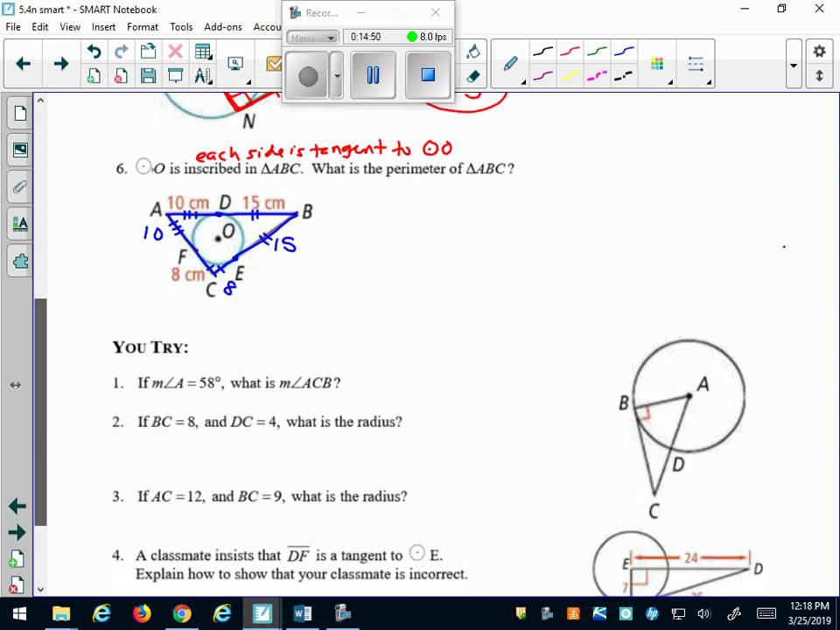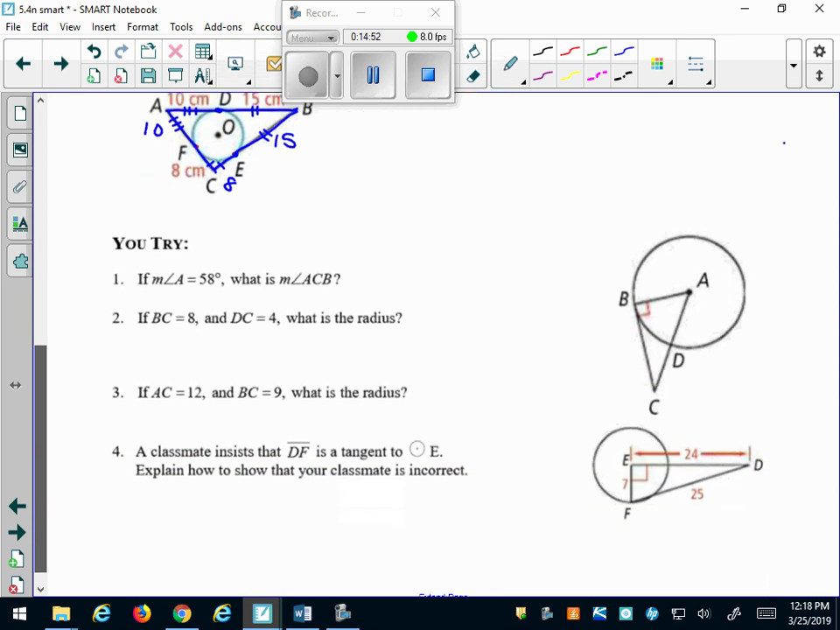Okay, so I'm going to have you try these 4, and then we'll check answers. And then when you're done with those, you can go on to the back. So these problems should have seemed familiar, very similar to the ones we just did.